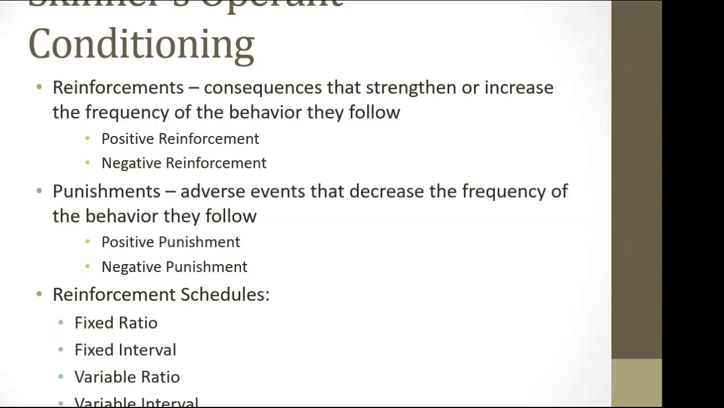Then there's the fixed interval. This involves applying the reinforcement after a specific amount of time. An example of a fixed interval is getting a bonus at the end of the year. This schedule can lead to individuals improving their performance at the end of the year to look good because the bonus is about to be distributed. In a variable ratio, reinforcements are given following a variable number of responses.